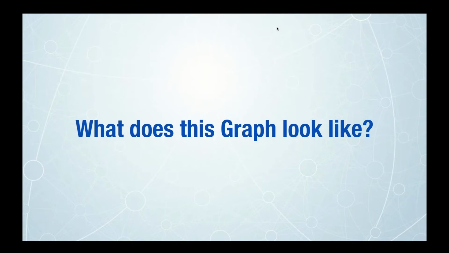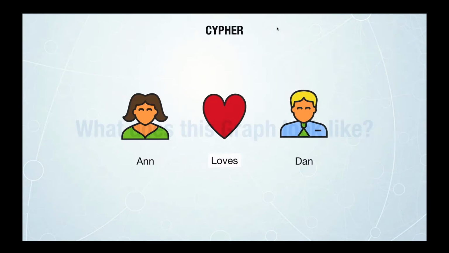Okay, so what does a graph actually look like here? Well, let's take a look at Cypher, the query language for graphs. We saw a little example of this earlier when we were comparing that long SQL statement with the much shorter Cypher. But let's take a very simple example to start with. Here we have two people, Anne and Dan, and we want to represent that Anne loves Dan. So how would we do this in Cypher?